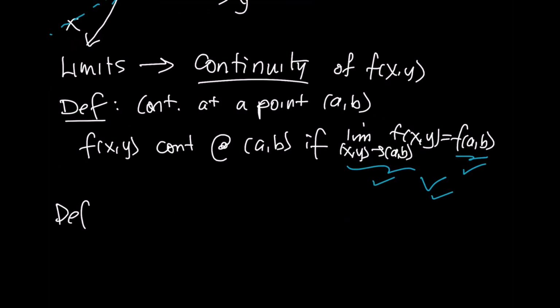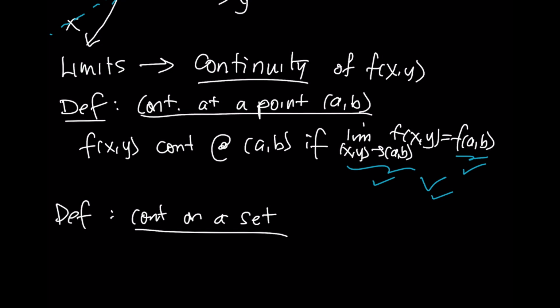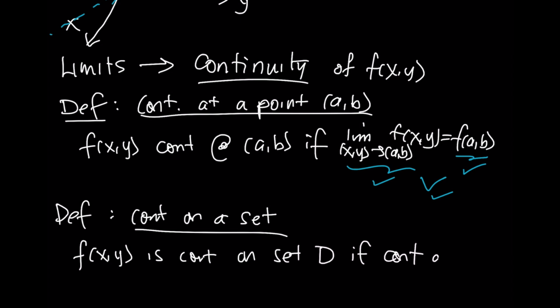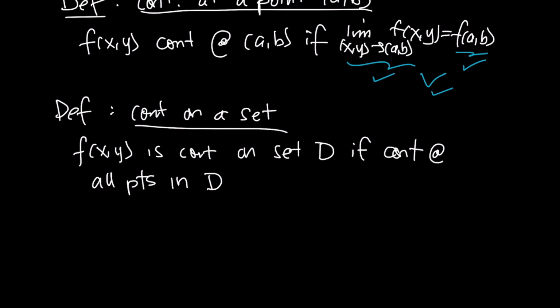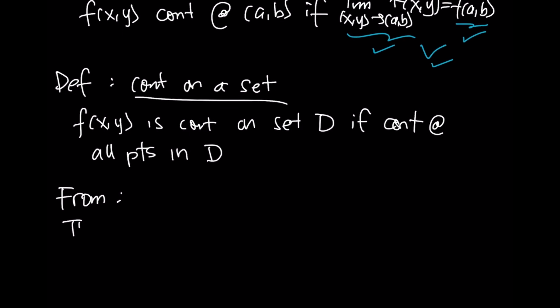Now, you can talk about continuity on a set. We're no longer going to talk about intervals because we're talking about multivariable functions. We're going to say that a function f of x, y is continuous on a set D if it's continuous at all points in that set D. So this is just a natural extension of what we've done in Calc 1. But from these two definitions, what we can get are the following theorems.